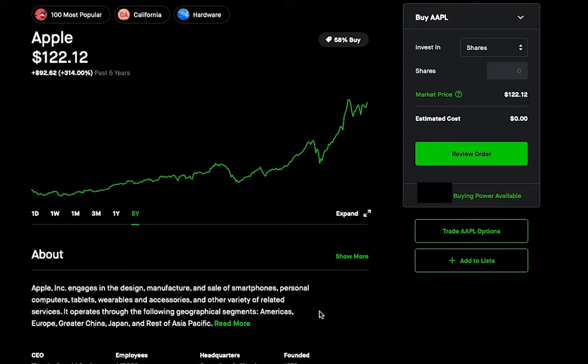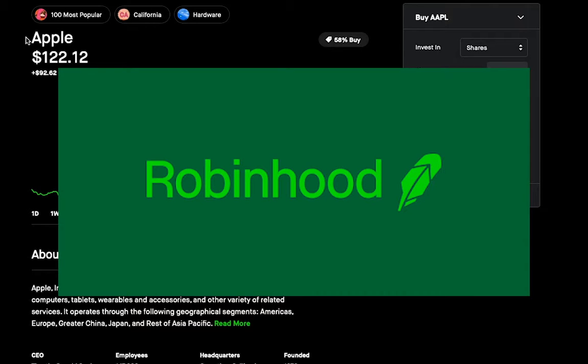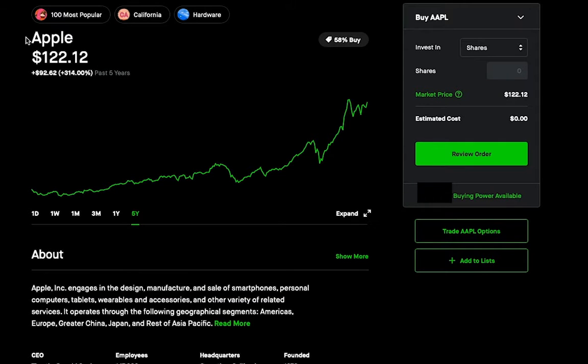I'm going to be showing you guys how to purchase either shares or options on Robinhood, and we're going to be using stock here, Apple for example, and let's walk through this.